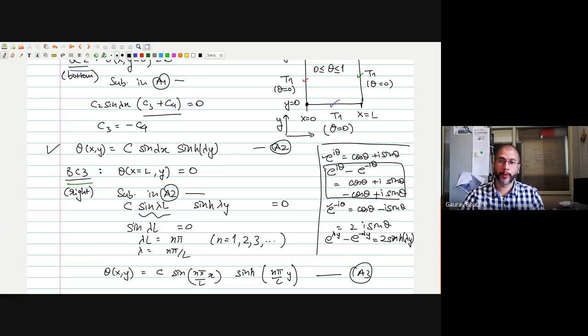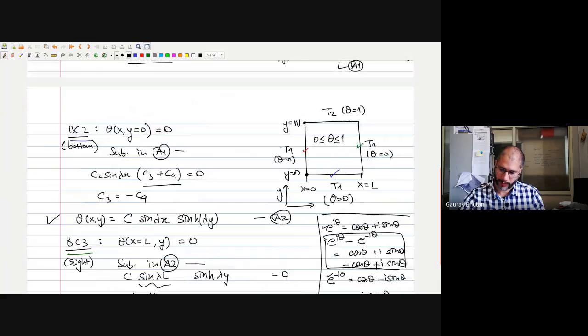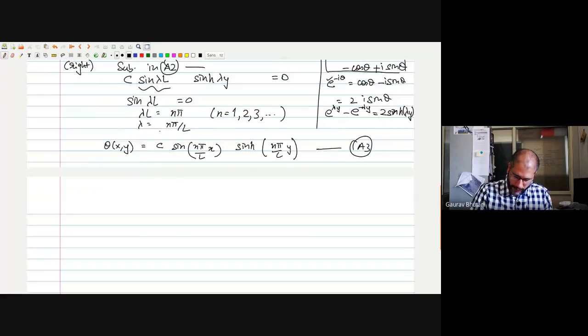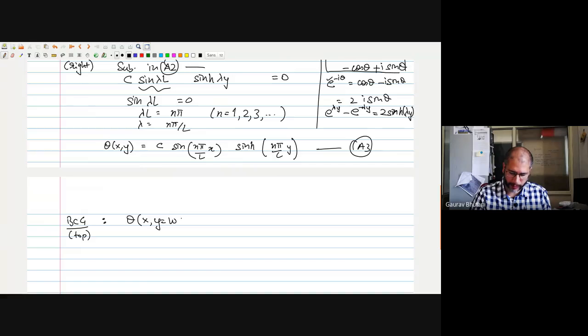I've got one more boundary condition left, which is the top boundary, so let's apply that. We'll call it BC4. The boundary condition on the top says that theta at all values of x for y equals w is 1. It's not 0, it's 1 now. So let's substitute that in A3.